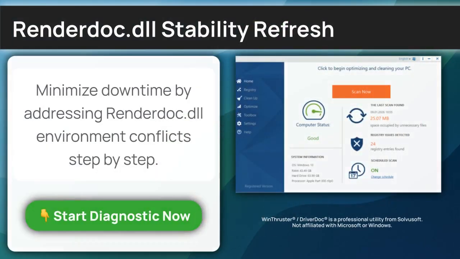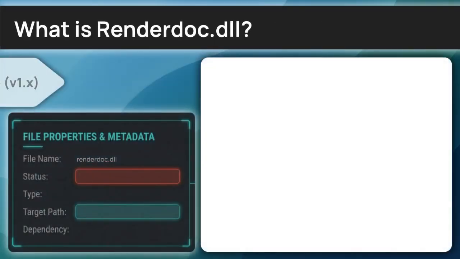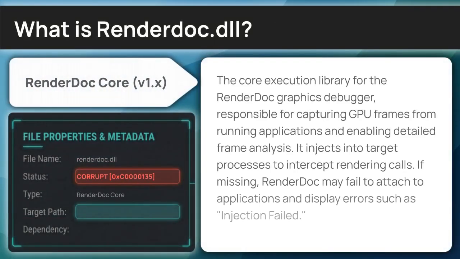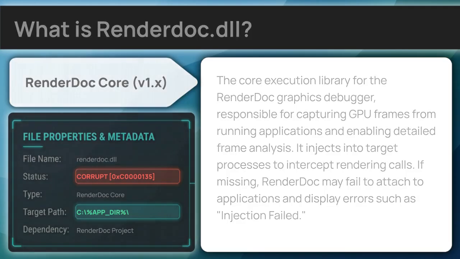This is the RenderDoc debugger module, the core execution library for the RenderDoc graphics debugger, responsible for capturing GPU frames from running applications and enabling detailed frame analysis. It injects into target processes to intercept rendering calls. If missing, RenderDoc may fail to attach to applications and display errors such as injection failed. Since we've covered what this file is, let's move to the primary fix.